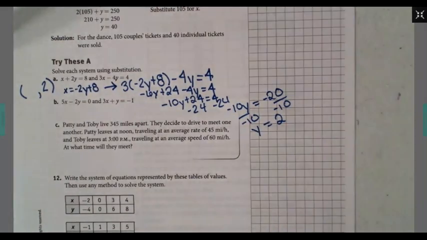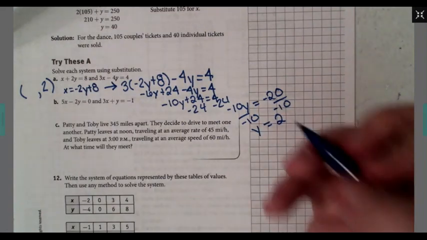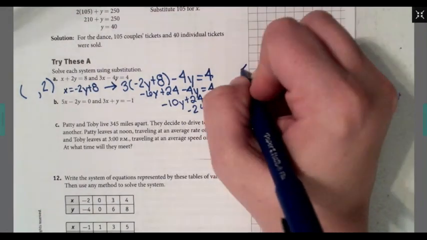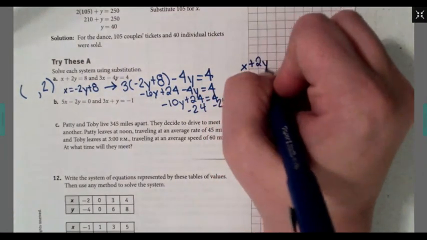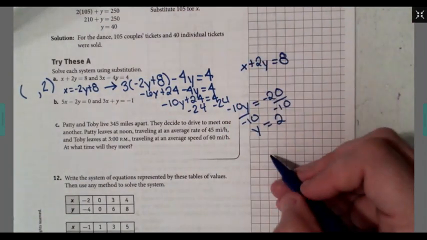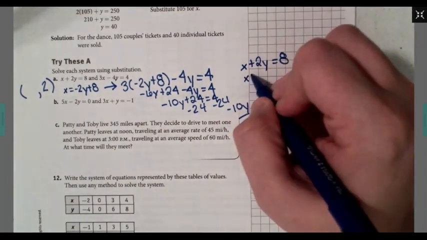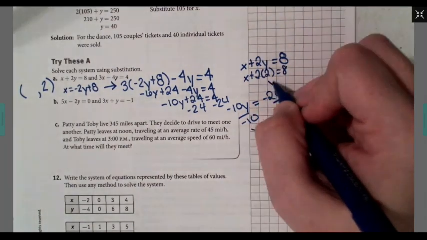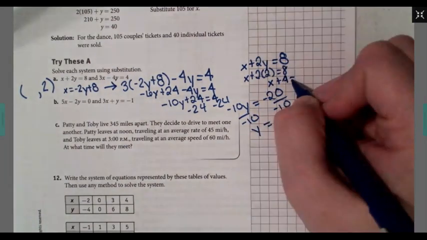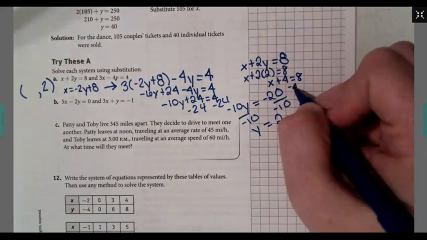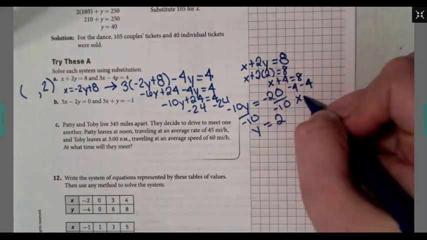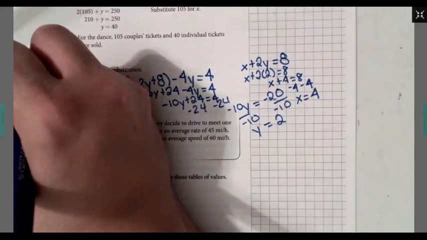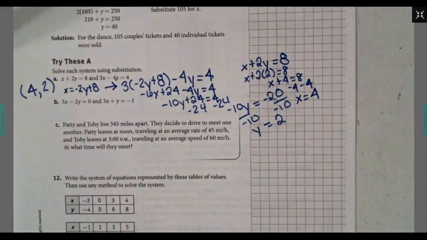It says go back to one of your original equations. So I'm going to substitute it into the x plus 2y equation. I know that my y is 2, so I've got x plus 2 times 2 equals 8. x plus 4 equals 8. Subtract 4 from both sides. x equals 4. So my ordered pair, or my solution, is (4, 2).